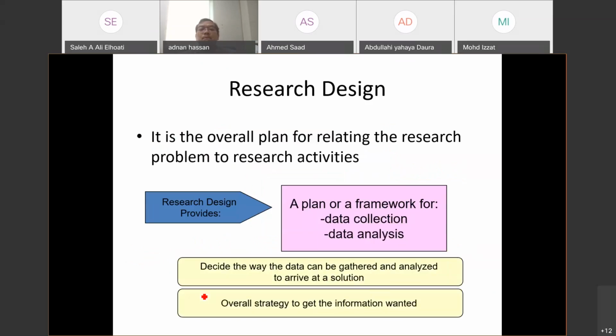I think we have done research design, what it is. I want to emphasize again, when you do your research design in chapter 3, you need to plan how to collect data, and you have to plan how to analyze the data before you collect data. Because once you collect data, if you don't plan properly how to analyze it, you may end up collecting insufficient data or irrelevant data. So you need to decide the way that data is to be collected.